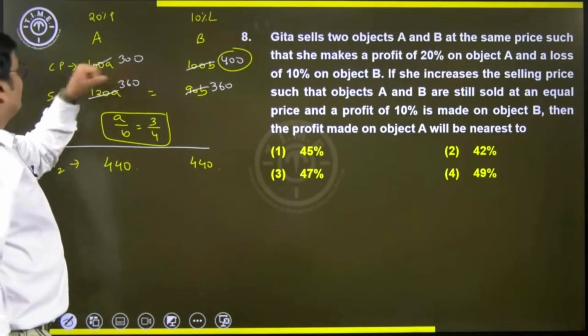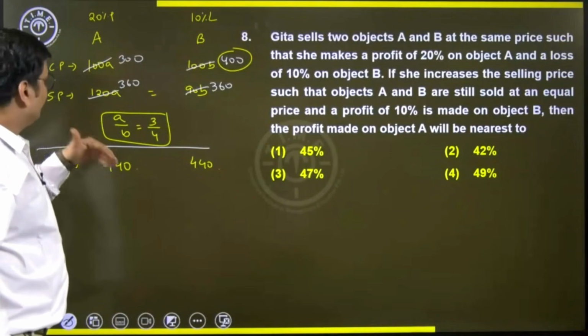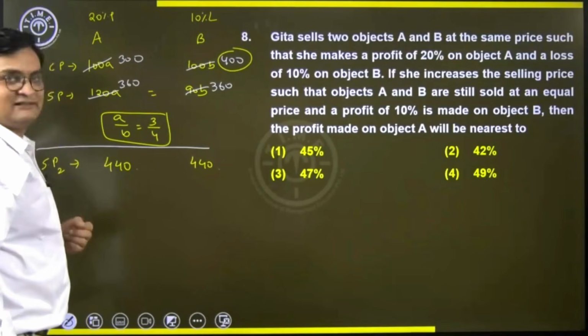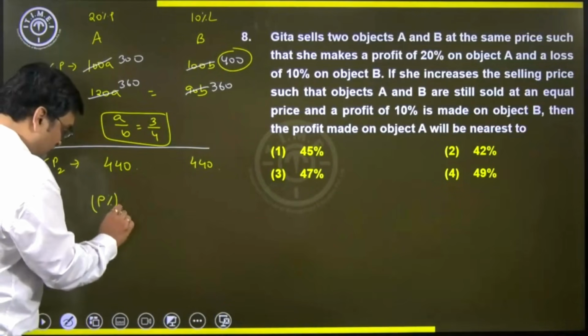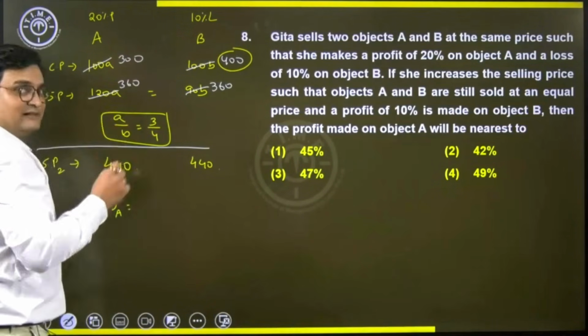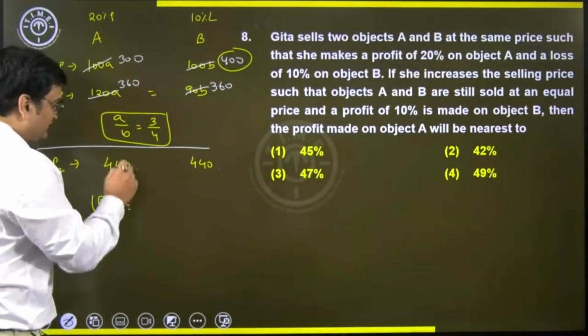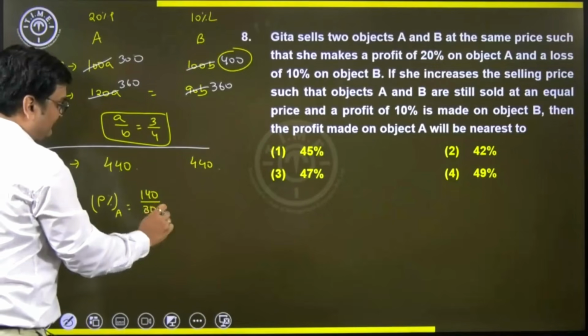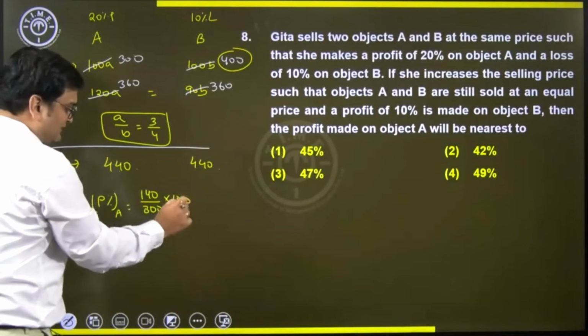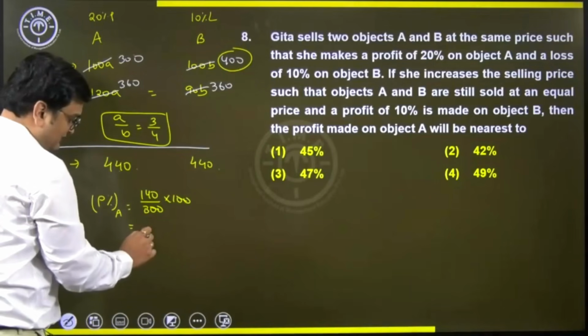Now this is much more than 300, right? So basically the profit of A will further go up, right? So now he's asking us what's the profit percentage. So the profit percentage for A, with 440 and 300 as the selling price and cost price respectively. The difference of the two, 140, by cost price into 100 should give us the answer, which will give us the answer as what?